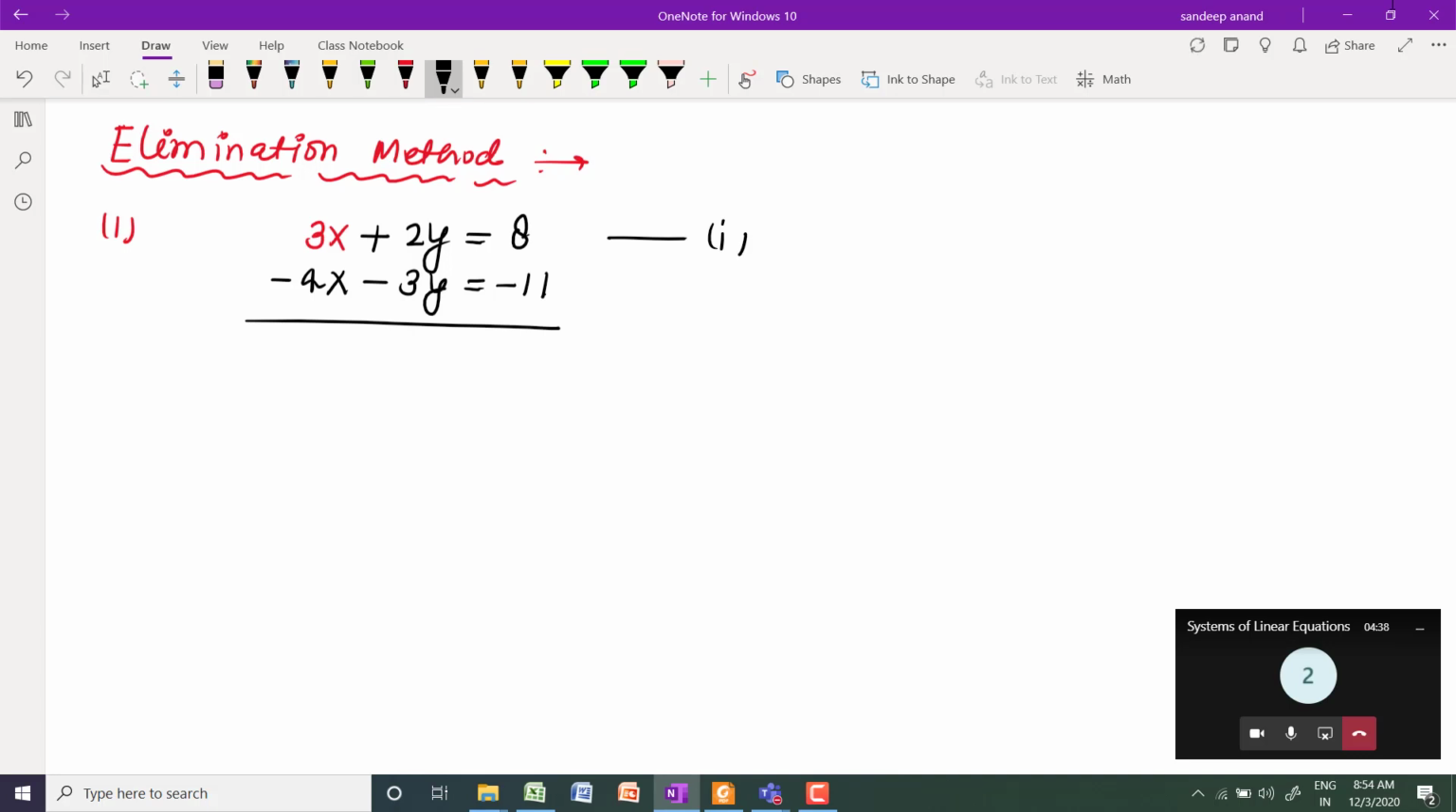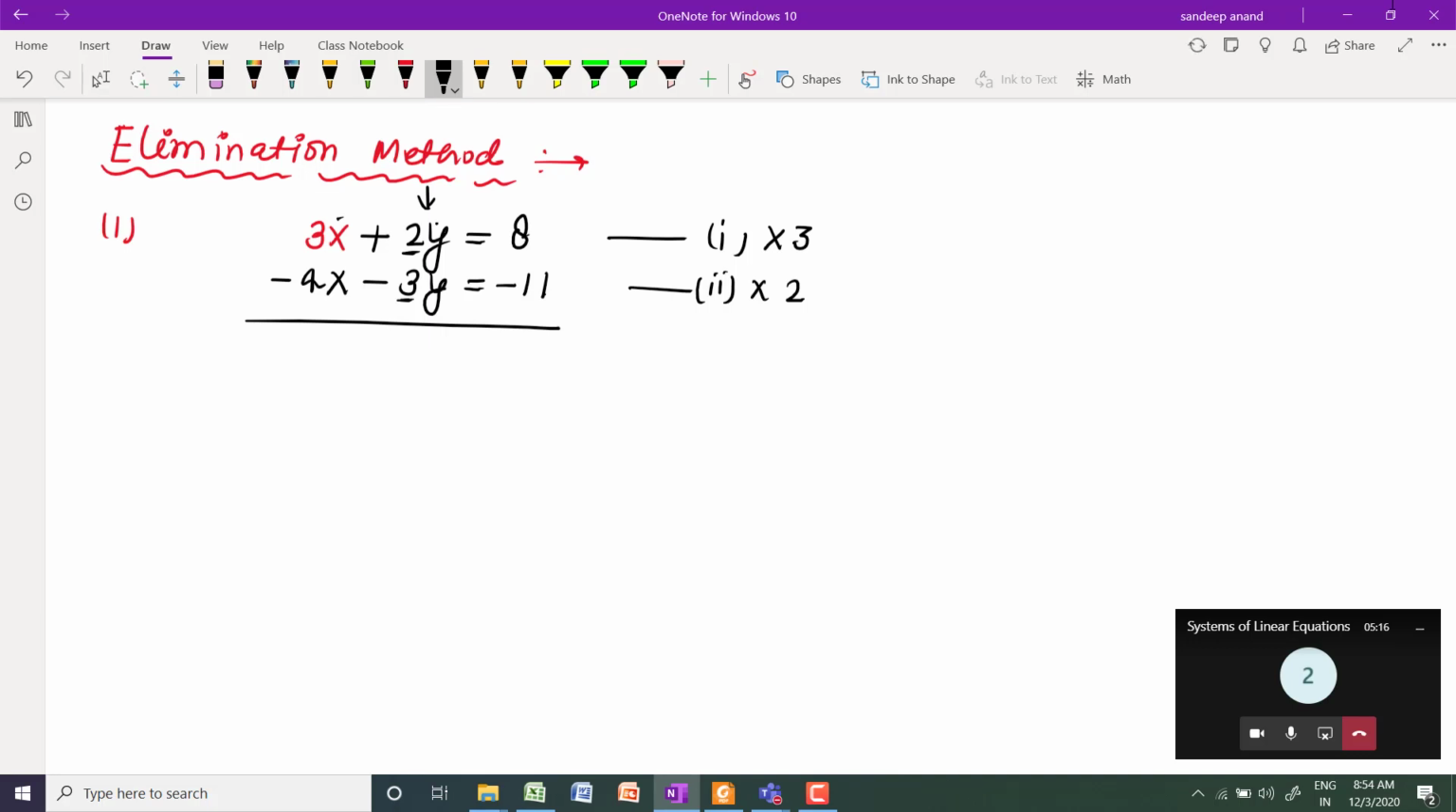Two equations are there. First I am telling you the approach for revision. So these are two basic linear equations, equation number 1 and equation number 2. The first thing is you make the coefficient of either x or y equal. Here I want to eliminate y first. The y coefficient in equation 1 is 2 and in equation 2 is 3, so I want to make them equal. For that I need to multiply equation 1 by 3 and equation 2 by 2.